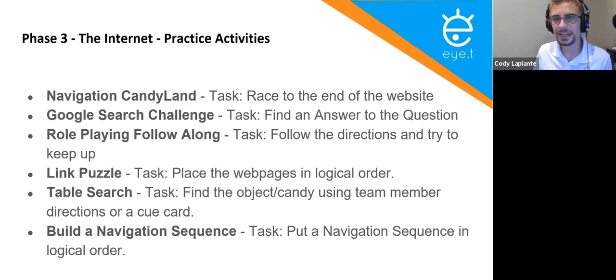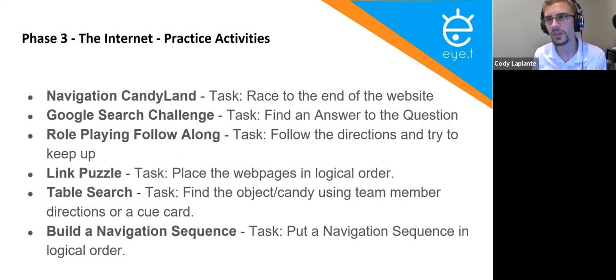The next one is a link puzzle. All right, a link puzzle is a movement activity, and the task is to place web pages in logical order. If you have a large class of students, or even one student, you give them a bunch of links, right? So if your links are animals, gorillas, chimpanzees, all of these links that could be on the internet, they have to put them in a logical order.